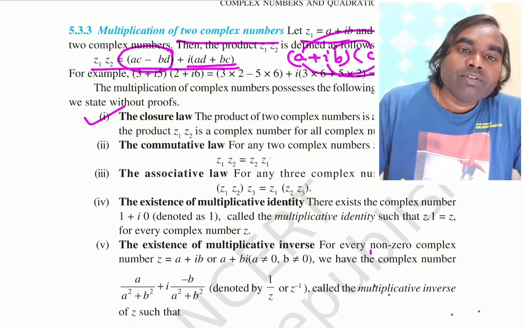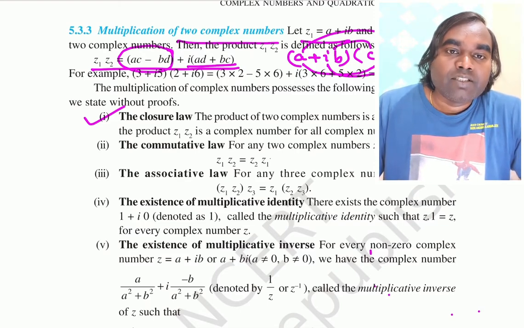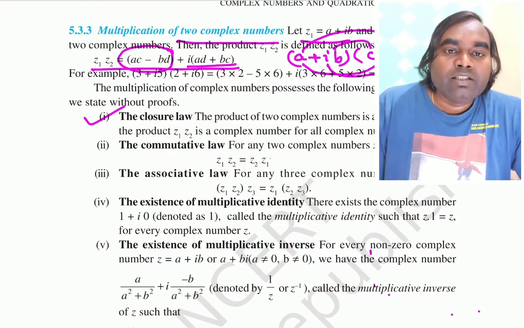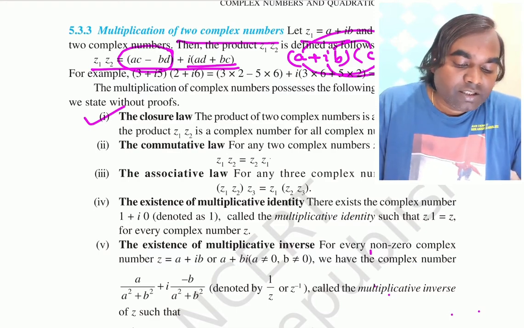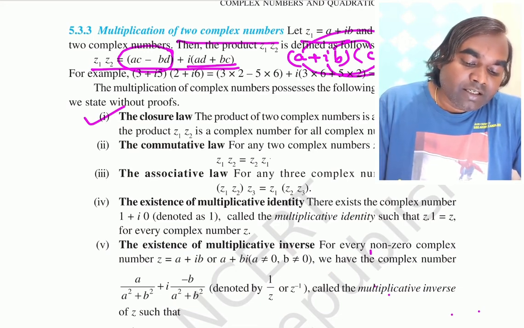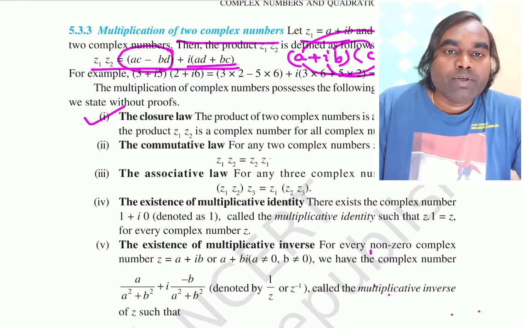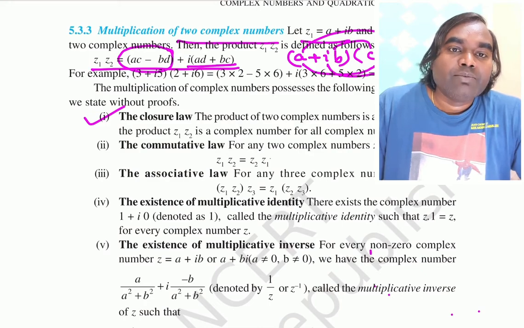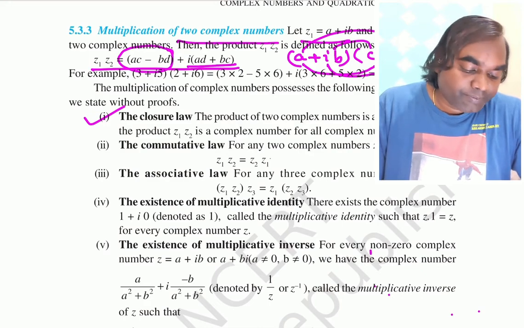So let us check whether they follow the closure property or not. We can see that if we multiply two complex numbers, their multiplication is also a complex number, that means it comes out as a complex number after multiplication between the two. Therefore the multiplication of complex numbers is closed.